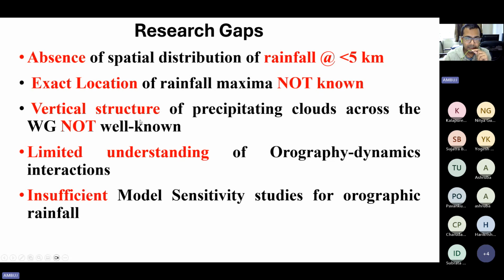Additionally, the vertical structure of precipitating clouds across the Western Ghats has not been well documented. Further, there is limited understanding of orographic dynamics interactions, and insufficient model sensitivity studies have been conducted to understand the orographic dynamics interactions and orographic rainfall.